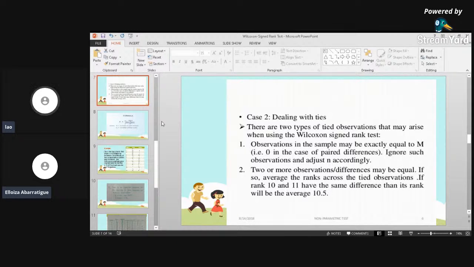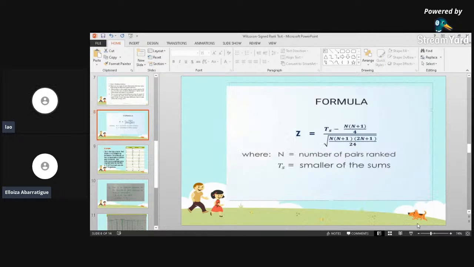19 divided by 10 plus 9 to divided by 2 is equal to 9.5. So, halimbawa, si number 20, sa bilang na yun is dalawa yung number 20. Ang magiging rank nila is 9.5 parehas sila. So, wala nang magkakaroon ng 10. 11 na ang kasunod. So, now, let's proceed to the formula of Wilcoxon test.